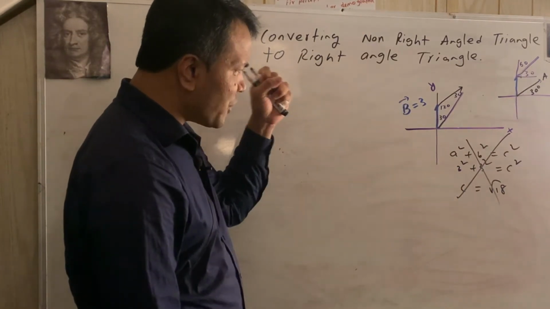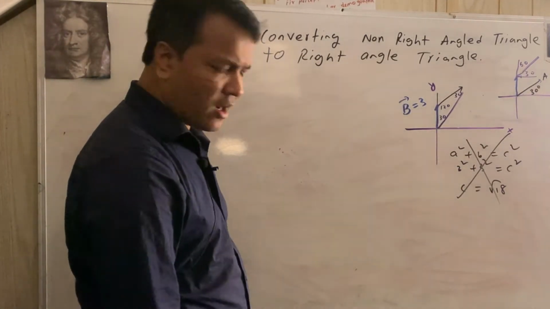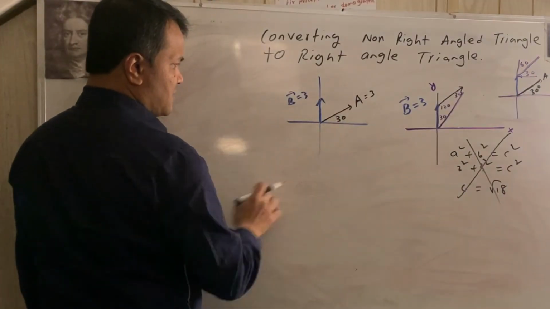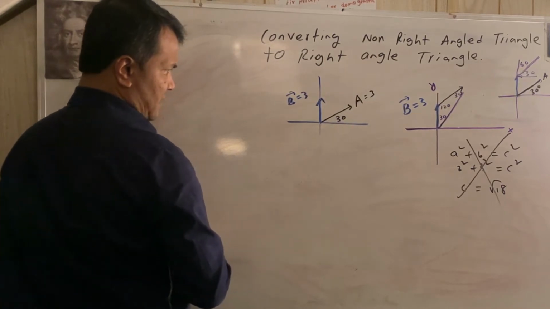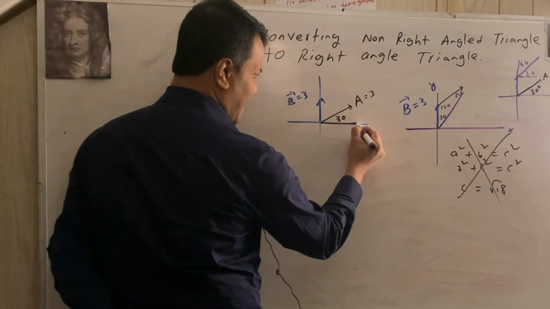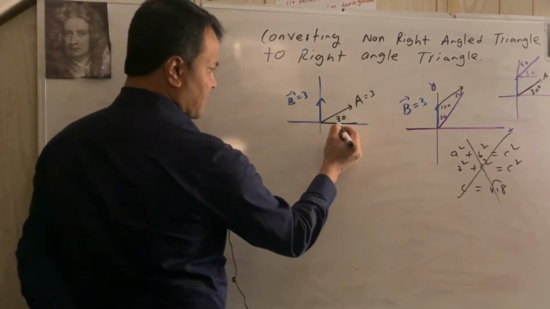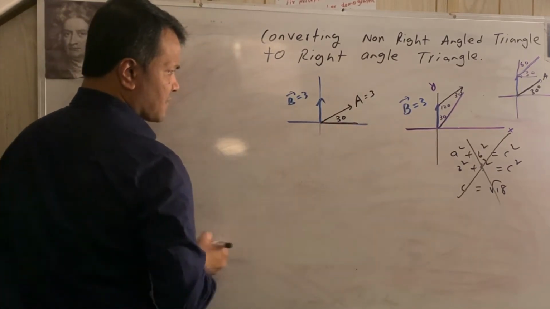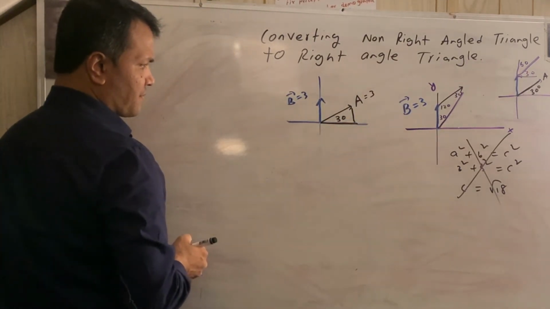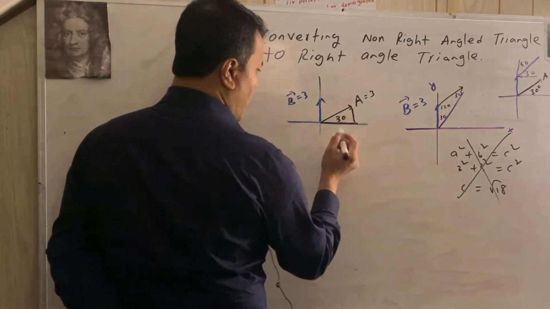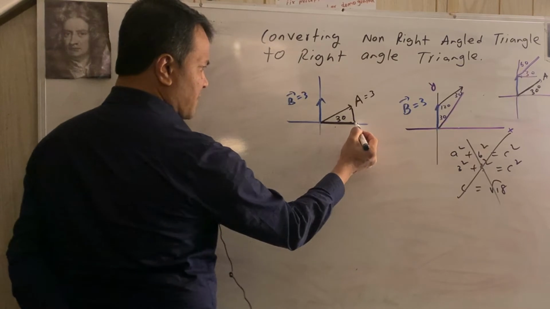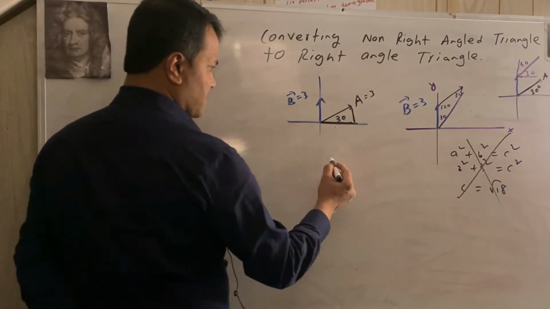Okay, now let me show you how to convert it to a right angle triangle. What do you see about vector A? Let's consider vector A for a second. Vector A has an x component and a y component. What is the x component and what is the y component? What is the magnitude of x and what is the magnitude of y? Let's find that out.